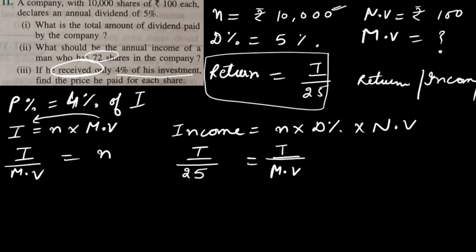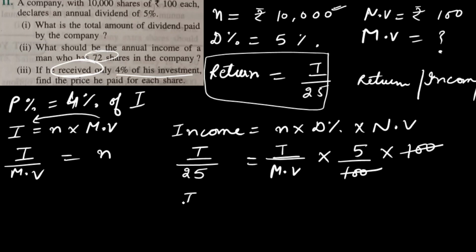See, these relations you have to make. You can also find the investment and do it any way, but I find this one easier, with fewer calculations. Into dividend percent: dividend percent is 5%, so 5 by 100, and nominal value is 100. So 100 and 100 will get cancelled. Here we have to find MV, so we should keep MV on one side and shift all other things. But how can we shift all these things?